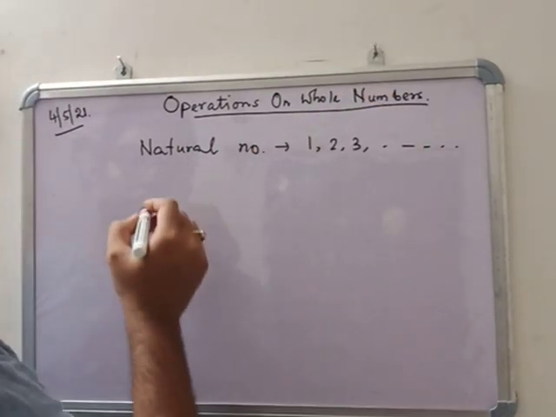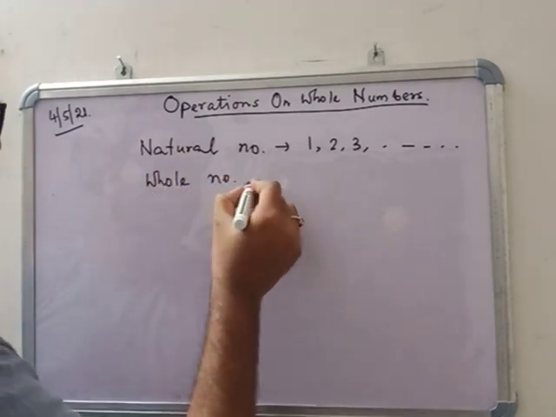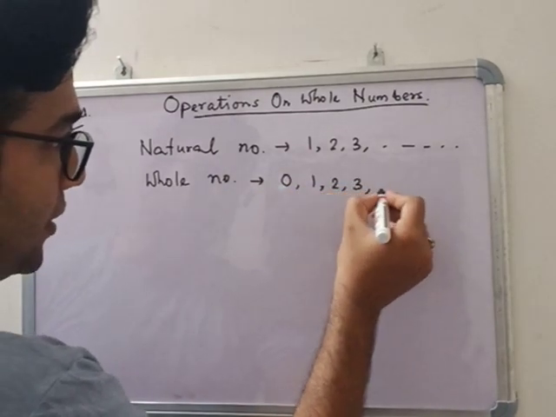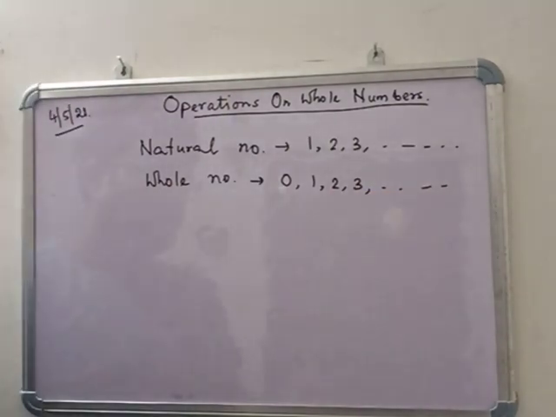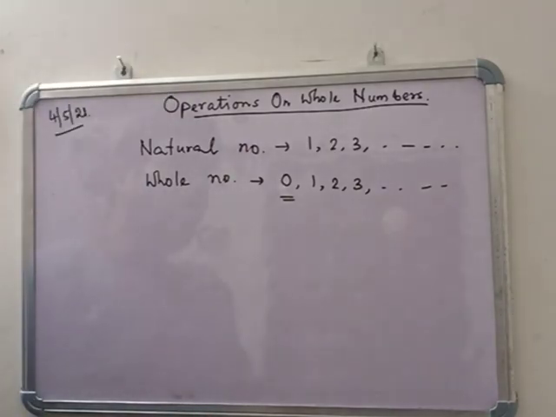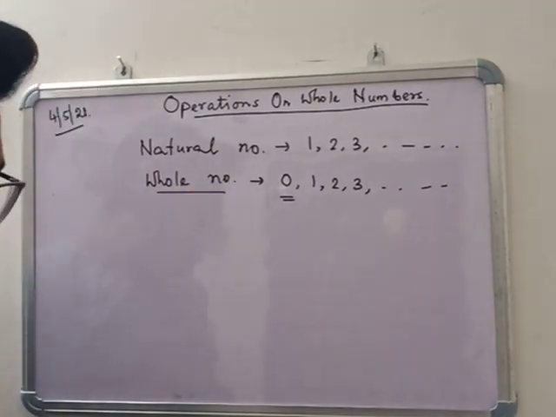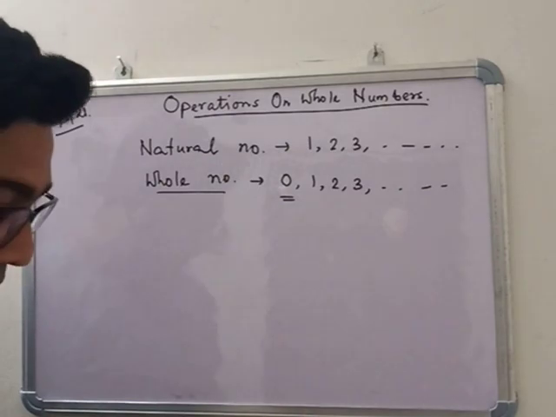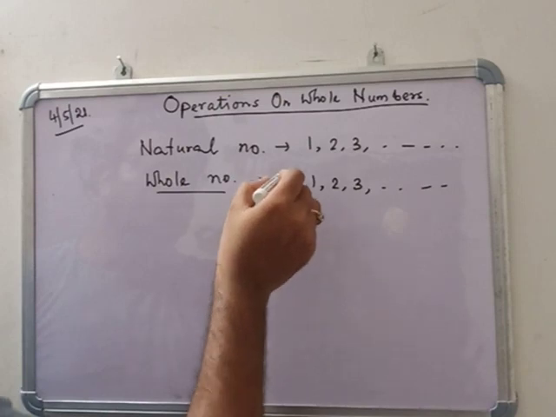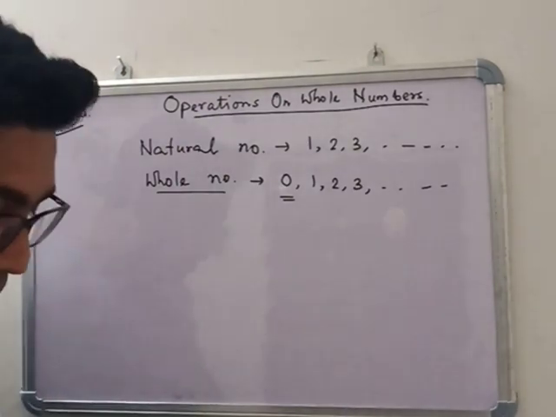Now we introduce what a whole number is. Whole numbers are natural numbers with 0. So 0 is included here. 0 and all the natural numbers are called whole numbers. Every natural number is a whole number, and 0 is a whole number, but it's not a natural number.